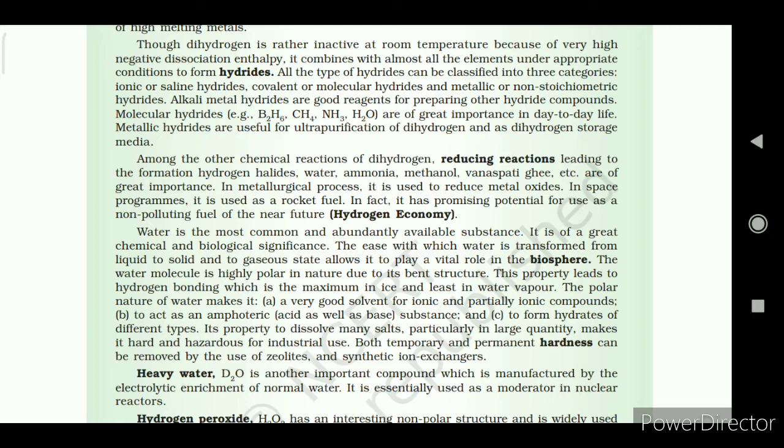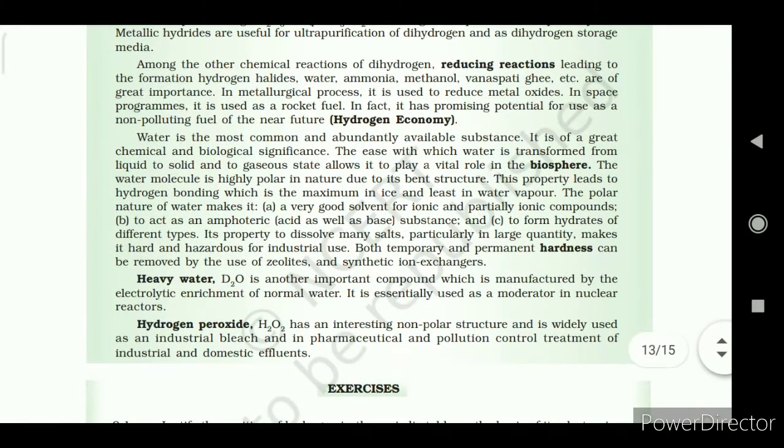Its property leads to water hydrogen bonding.